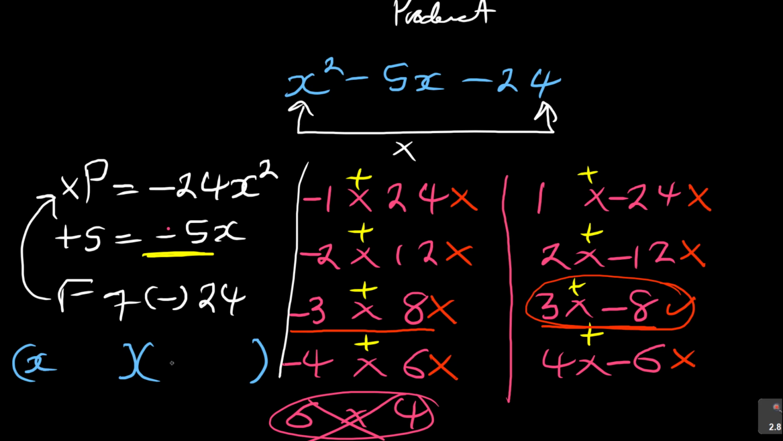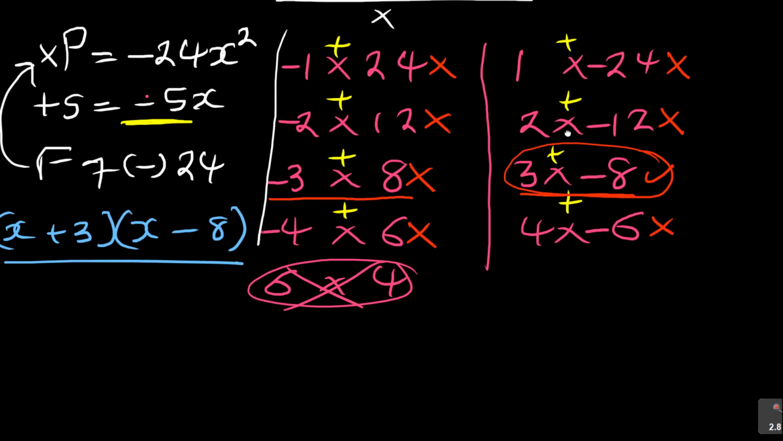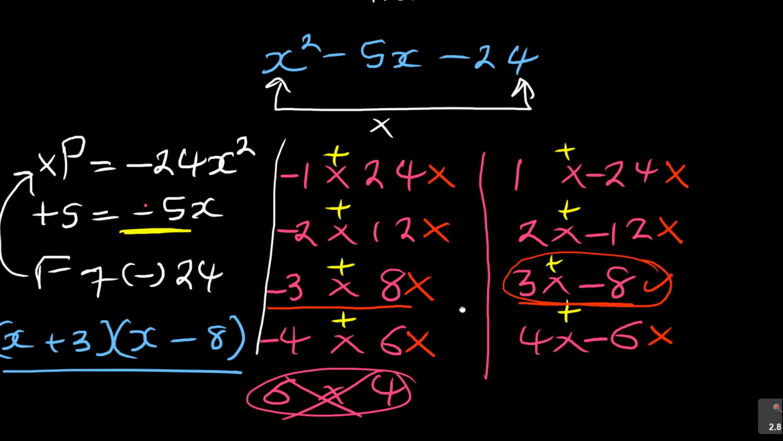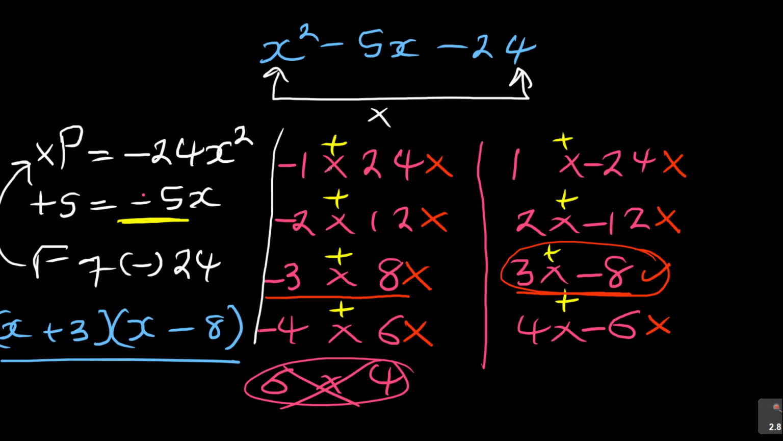You put x, then you see 3 was positive, so you say plus 3, and then 8 was negative, you say minus 8. You'll get your answer. You're good to go. But if you want to do it the right way, as I say, you write it again here. You can even take this off. Now I don't need this.